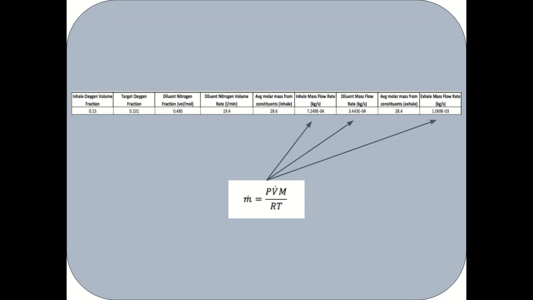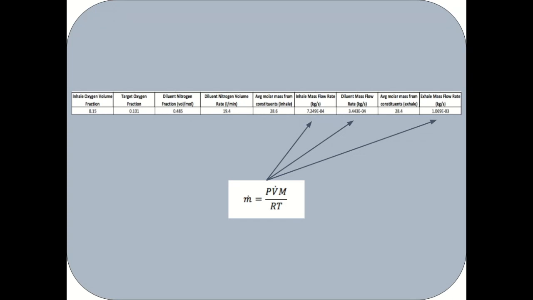The target oxygen fraction column corresponds to the actual oxygen concentration of the gas after some of the oxygen is metabolized by the human in the system. This was calculated mathematically by dividing the 1.96 liters per minute by 40 liters per minute and then subtracting that value from the original inhale oxygen volume fraction. It turns out that the amount of oxygen that is actually metabolized is about 4.9%.